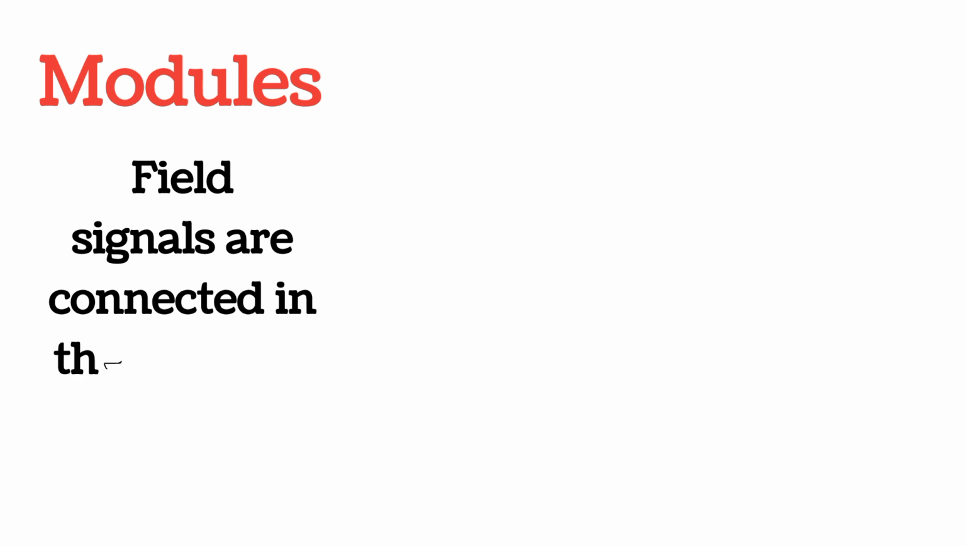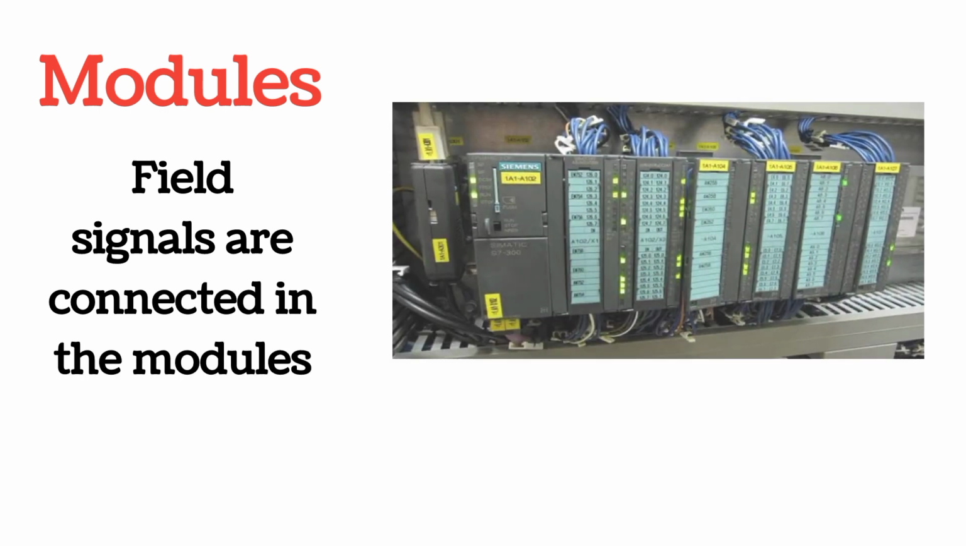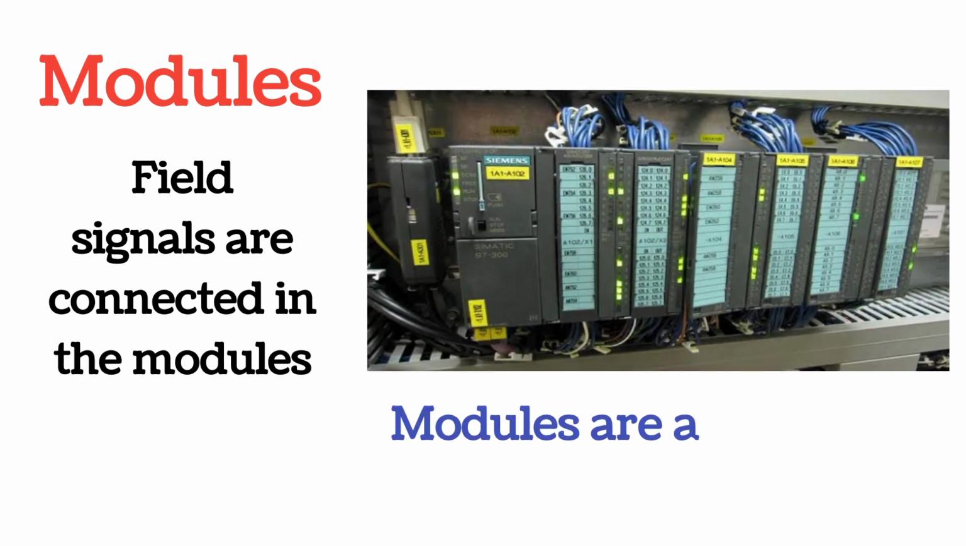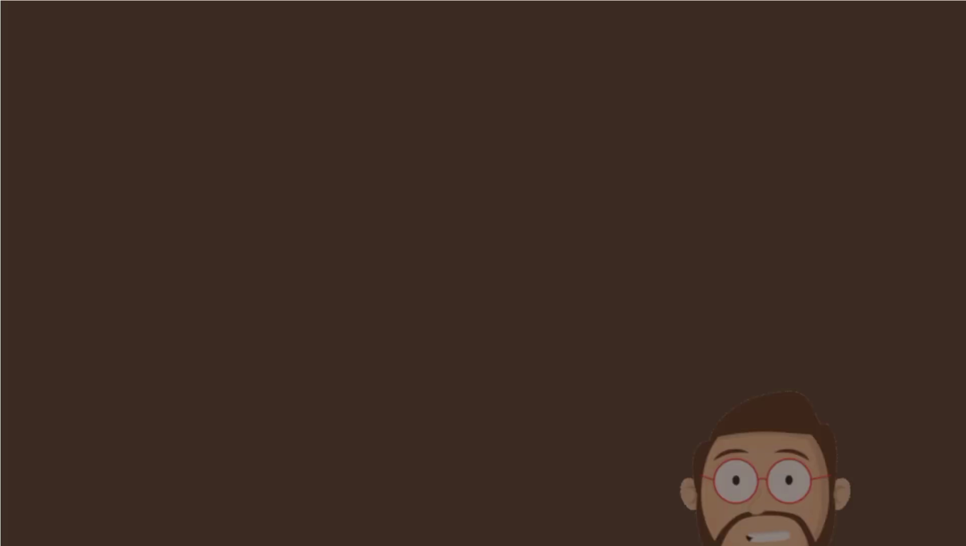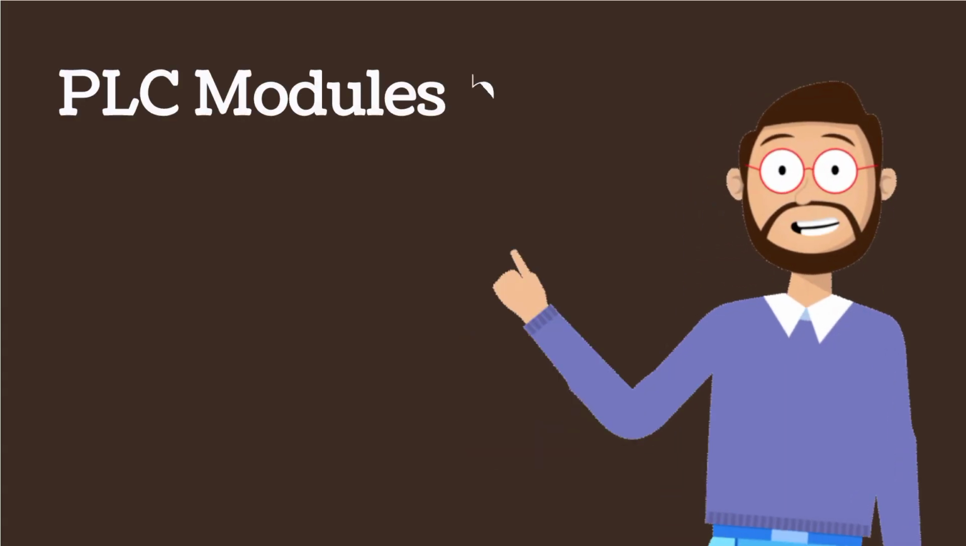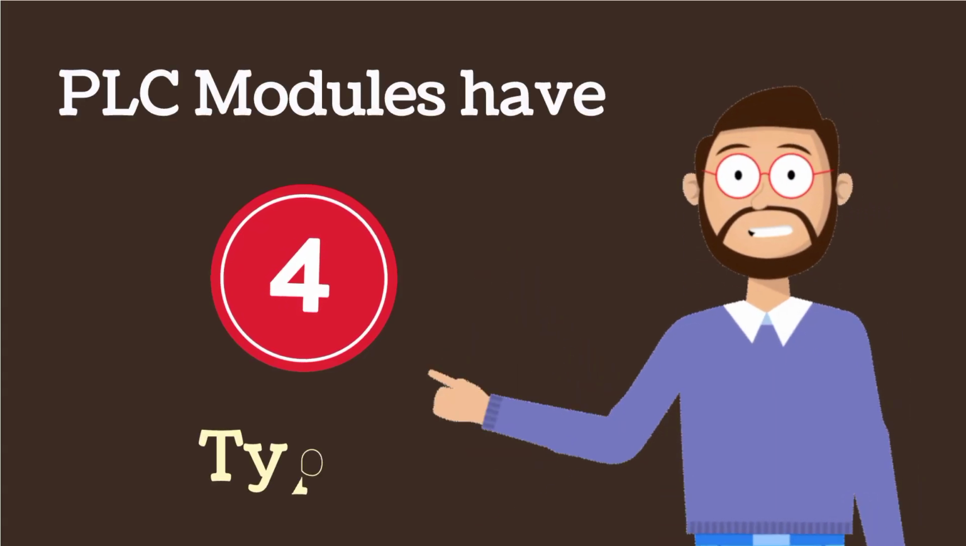The next part is modules. Field signals are connected in the modules. Remember one point, PLC modules are also known as PLC cards. PLC modules are of four types. Let me explain you one by one.